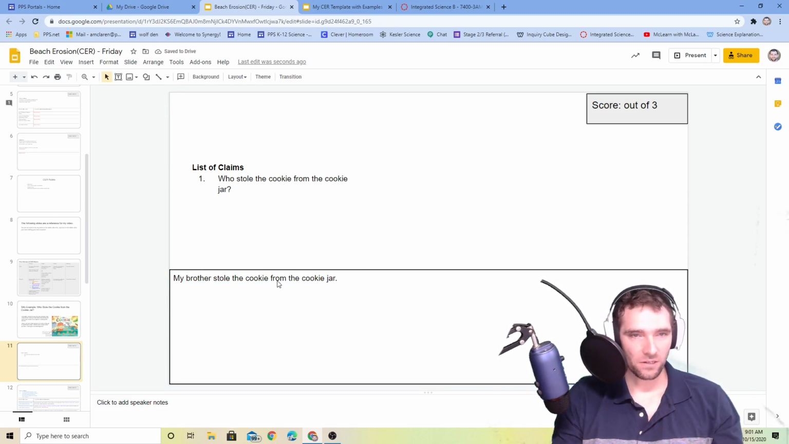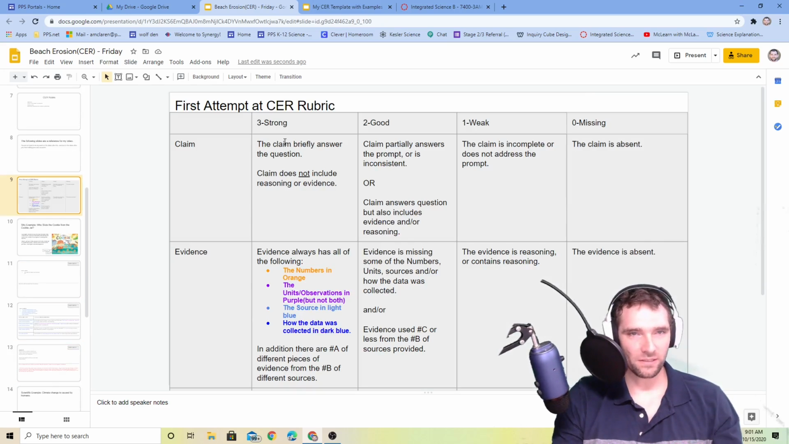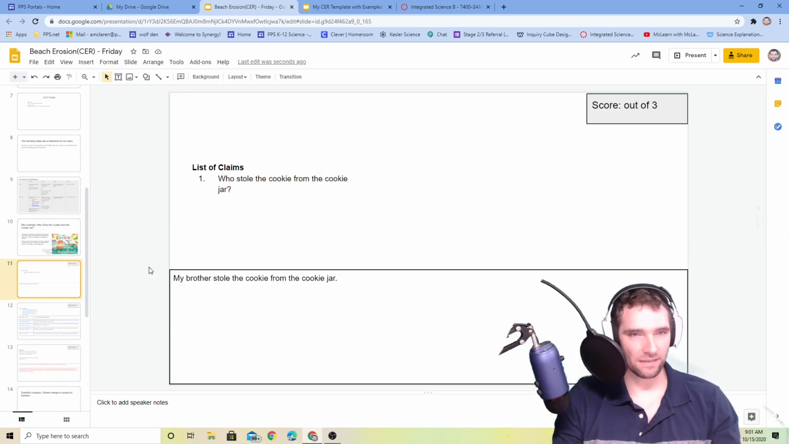So here, our claim, if I'm looking back at our rubric, the claim is brief, it does not go into reasoning or evidence, it's consistent, it's not contradicting itself or anything. So this is definitely strong right here. This is a strong claim. You don't usually need more than one sentence, though I do want them to be complete sentences.